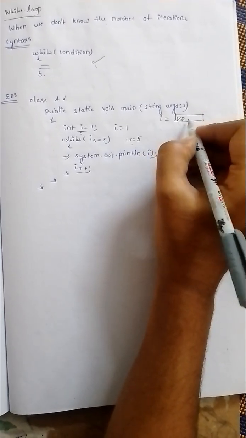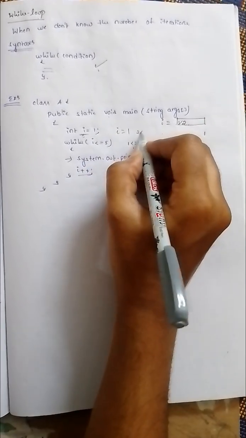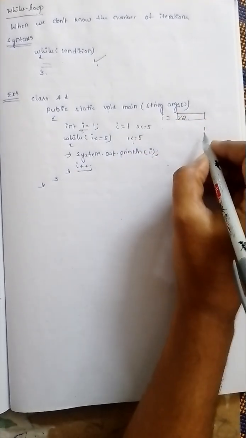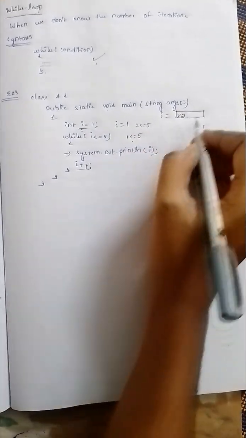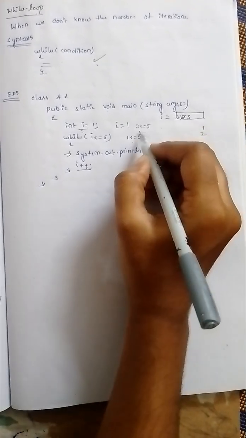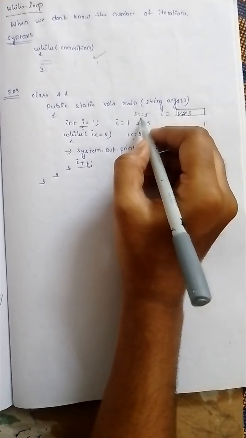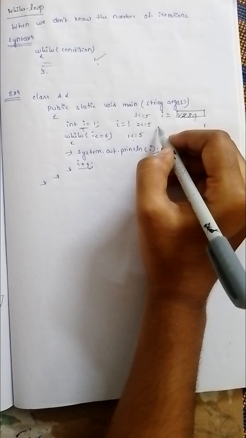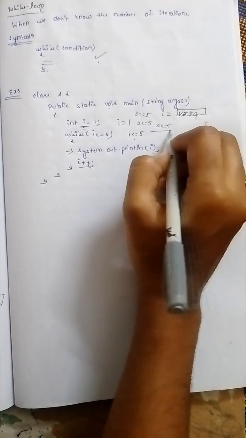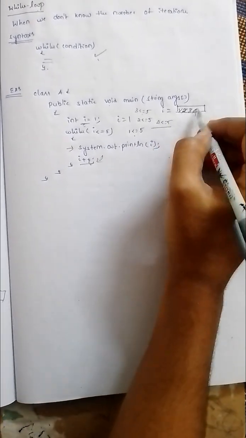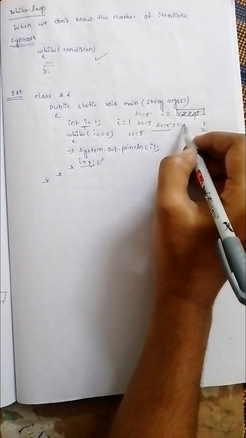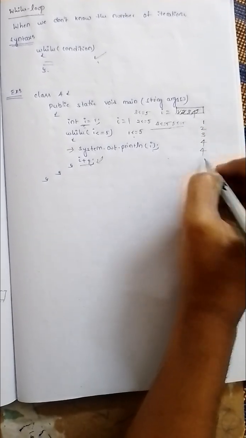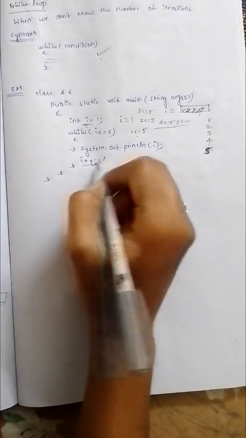Now I value is 2 and again checks the condition: 2 less than or equal to 5. Condition is true, and print 2 and again incremented to 3. 3 less than or equal to 5. Condition is true, and print 3 and incremented to 4. 4 less than or equal to 5. Condition is true, and print 4 and again incremented by 1. 5 less than or equal to 5. Condition is true, and print I value 5 and again I value incremented by 1.